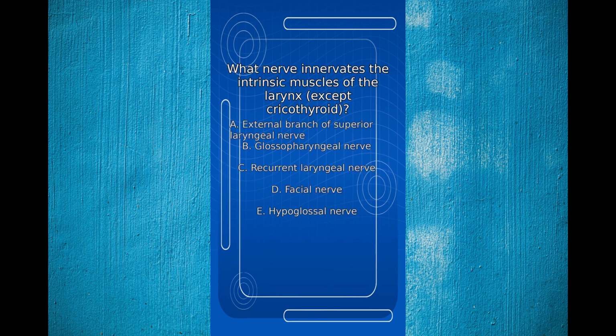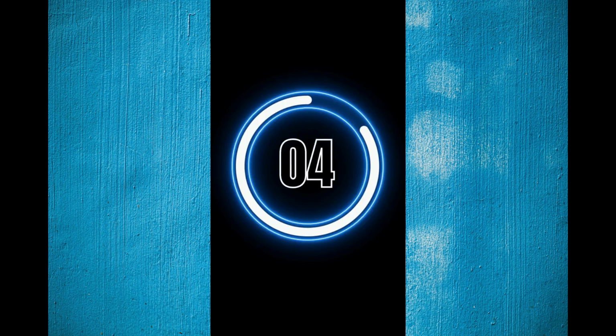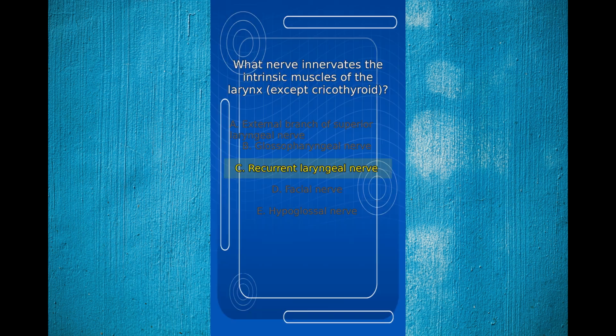What nerve innervates the intrinsic muscles of the larynx except cricothyroid? The correct answer is C. Recurrent laryngeal nerve. The recurrent laryngeal nerve innervates all intrinsic laryngeal muscles except cricothyroid.